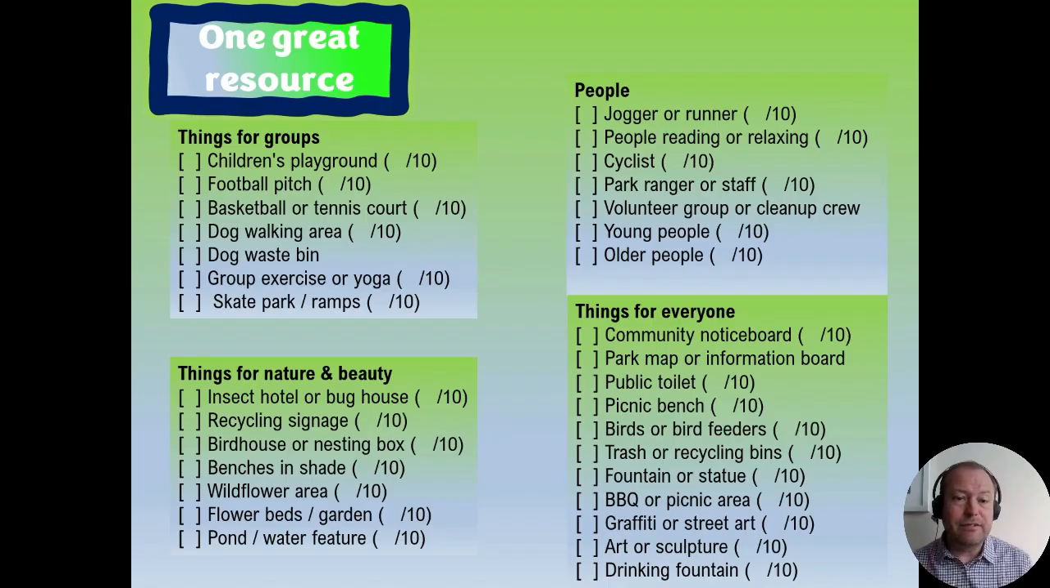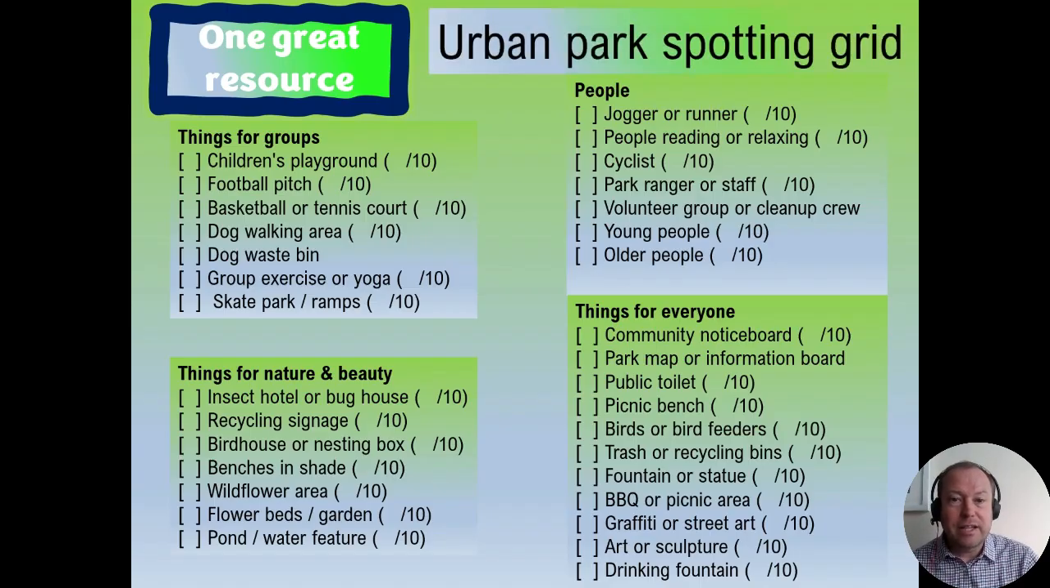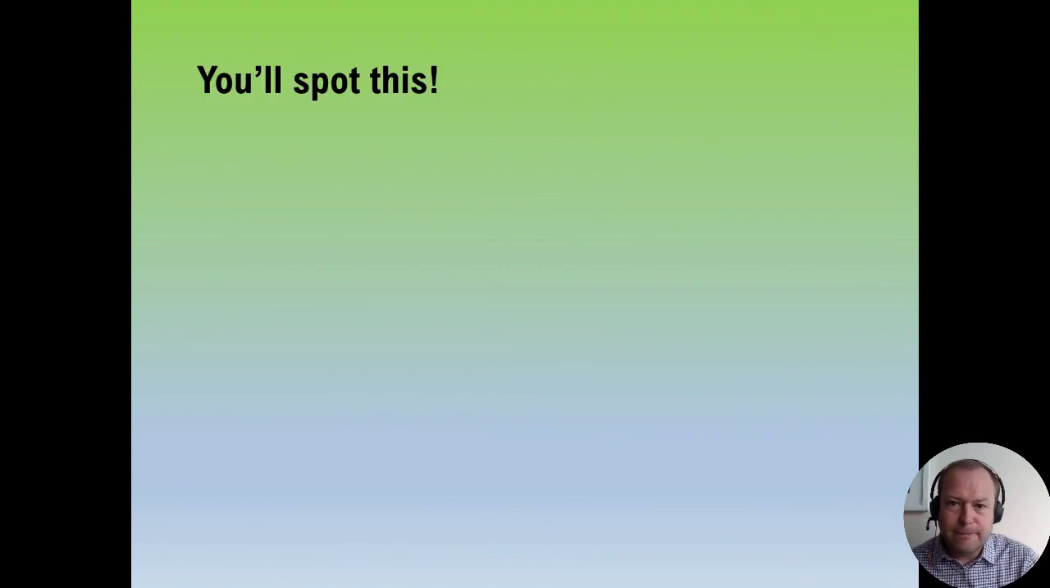Again, it's this idea of an environmental index, having a discussion and a debate about maybe how many young people or old people are there, and also whether they spot those people. So it's about noticing again and identifying as they go through the urban park. So hopefully that's a useful spotting grid.